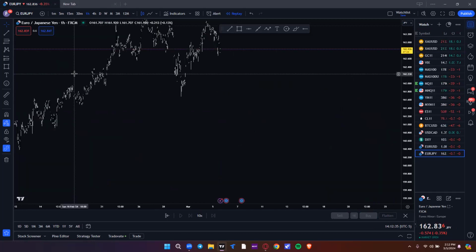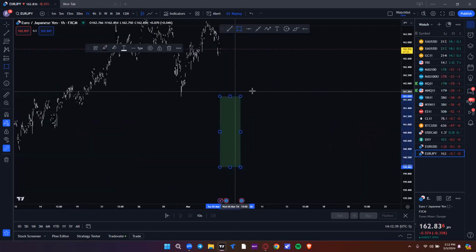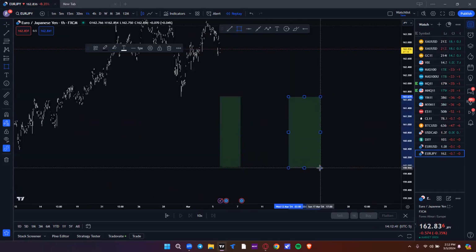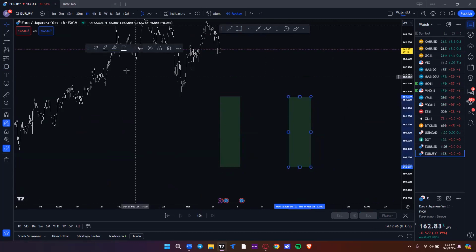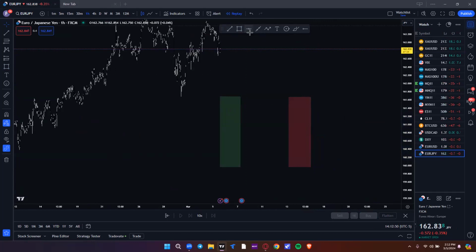OHLC, I'm going to have to explain it again next time, but what OHLC implies is that this is a bullish candle and this is a bearish candle. You might have seen this before, but I'm going to have to illustrate it again anyway. Every bullish and bearish candle has a high, a low, an open, and a close.